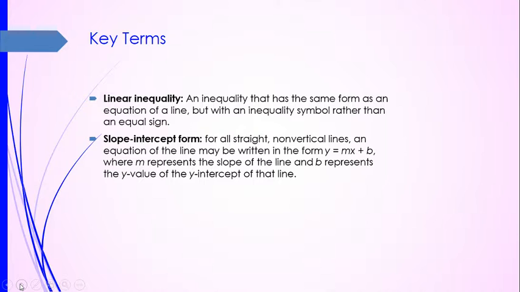What do I mean by slope-intercept form? All right, so as you've seen in previous lessons, the slope-intercept form is the equation of a line that has the form y equals mx plus b, right, where the m and the b are numbers. The m is the slope, and the b is called the y-intercept.